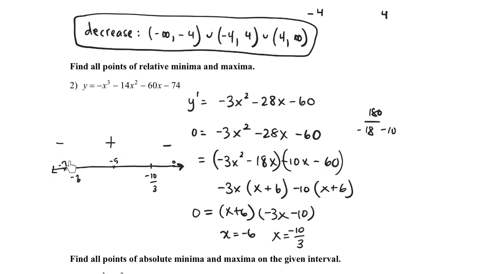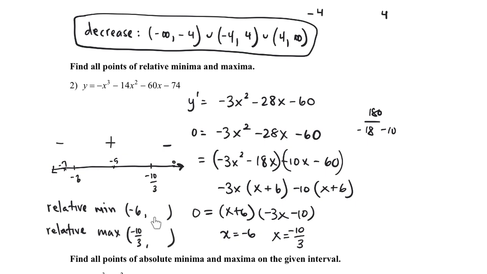So you can see here the function decreases to negative 6, then increases to negative 10/3, and decreases. So negative 6 would represent a relative minimum value. Negative 10/3 represents a relative maximum value. So relative minimum at negative 6, comma, and we've got to find the y value, and then there's a relative max at negative 10/3.